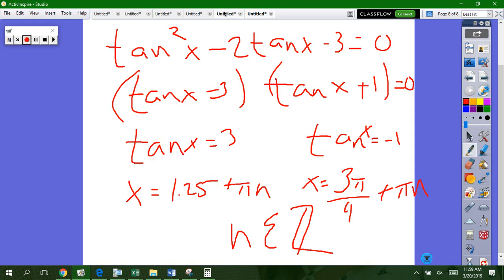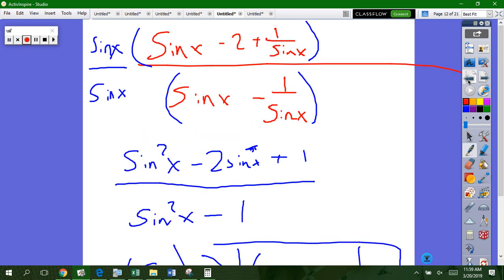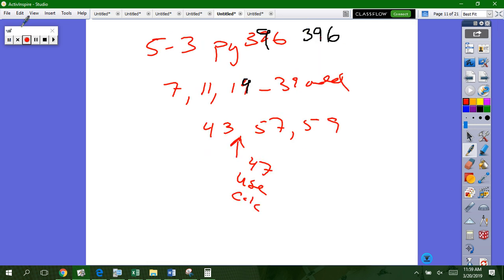Here's the homework once again if you forgot, or if you're not here. Page 396, 7 through 11, 19 through 39 odd, 43, 47. Please use your calculator, 57 and 59. Thank you for a nice day.